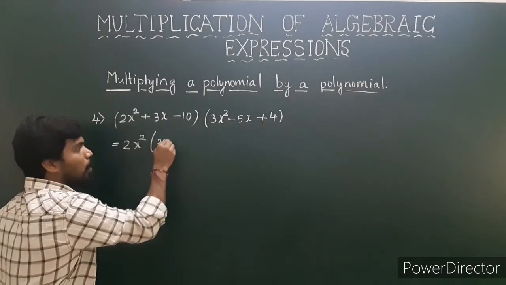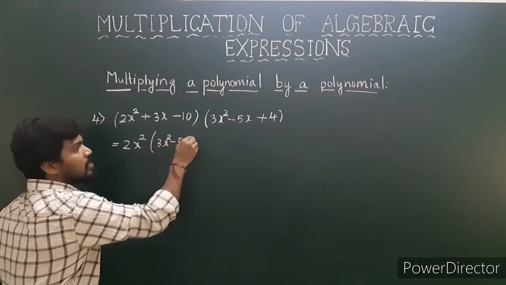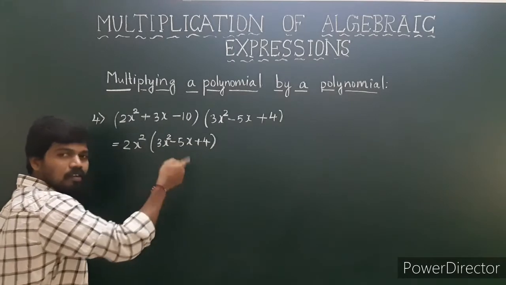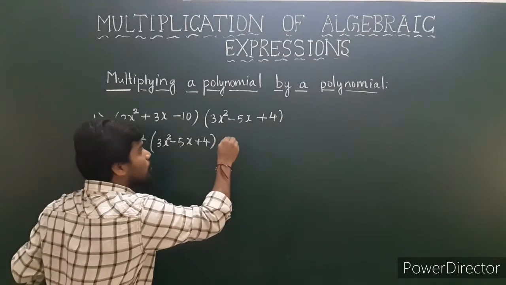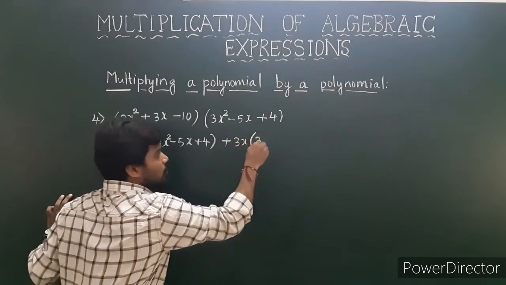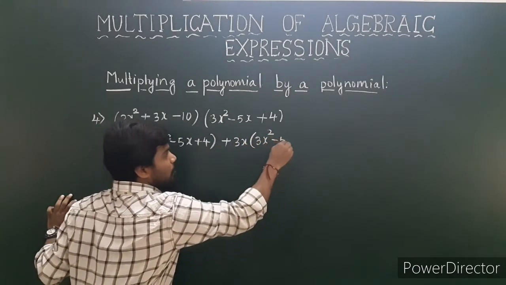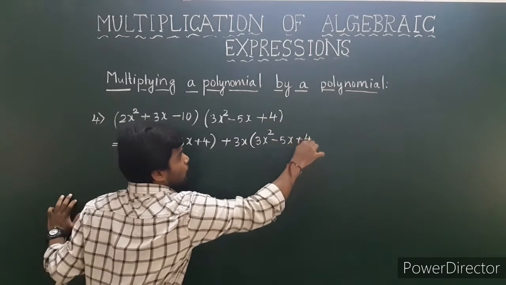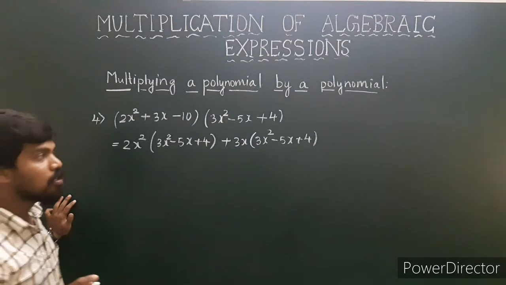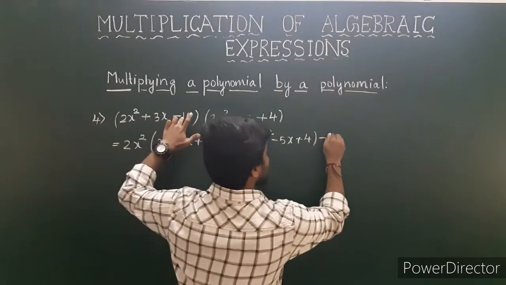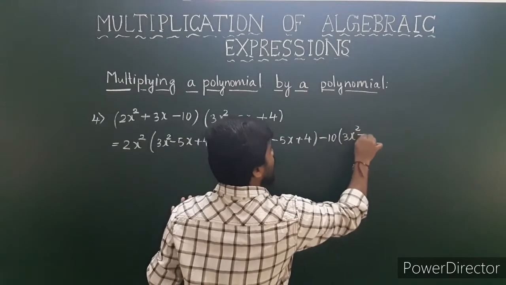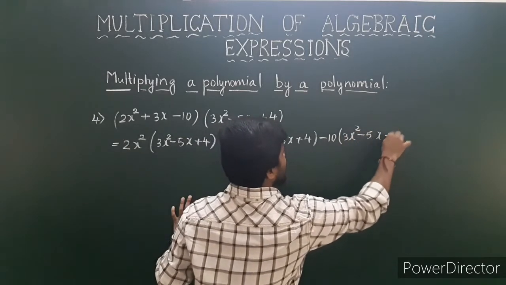So that is 3x square minus 5x plus 4. So that means first to first, first to second, first to third. So second, you have second one. So that is 3x. And you write down same one more time 3x square minus 5x plus 4. So that means second to first, second to second, second to third. So lastly you have minus 10. So you write one more time 3x square minus 5x plus 4.